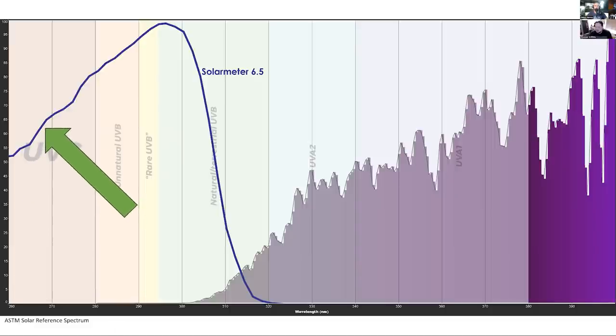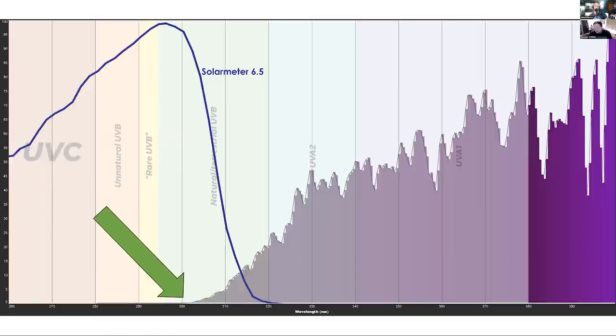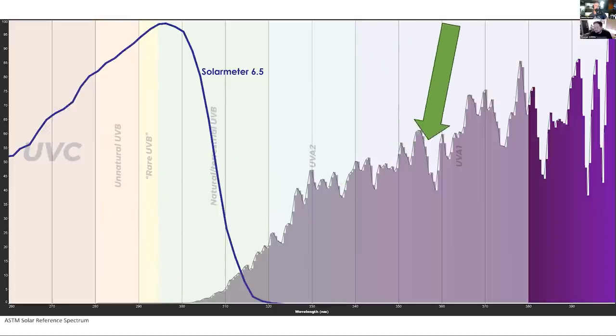Around 50% reactive. So it's pretty reactive to UVC. So a light source that emits UVC would give a reading on the SolarMeter 6.5. Right, and it's not going to tell you that it's UVC. It's just going to give you a UVI reading. Right, correct. So it's designed for this spectrum here. It's designed for the solar spectrum, or a spectrum that is like the solar spectrum.